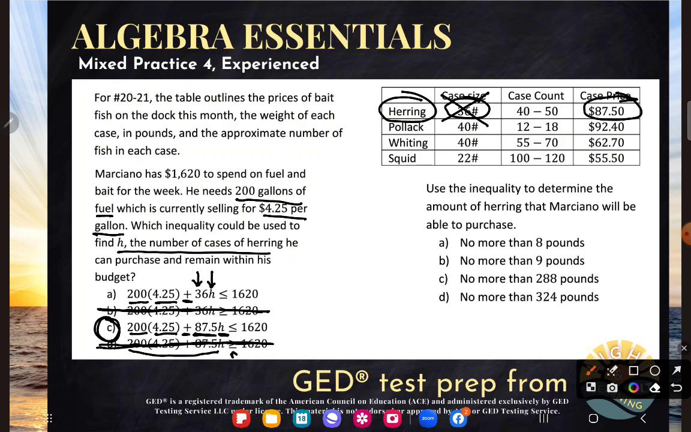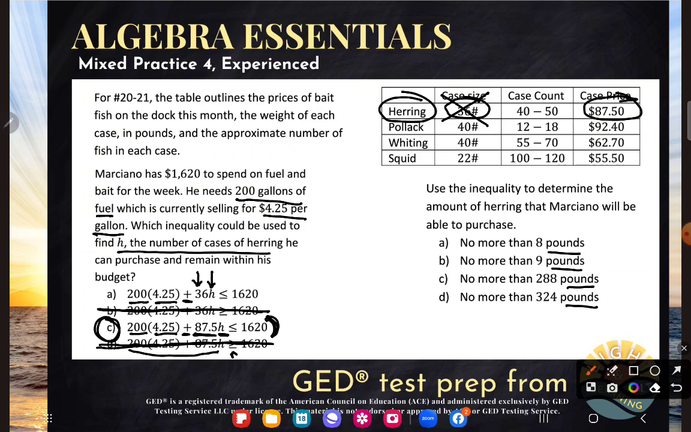All right, now that we have that information, though, look at how I try to trick you with the next example. It says use the inequality. Well, which inequality? The one we just wrote. To determine the amount of herring that Marciano will be able to purchase. Okay, now I've got some issues going on because look at the answers. They are in pounds. And the inequality I wrote didn't have anything to do with pounds. Remember, it had to do with money.